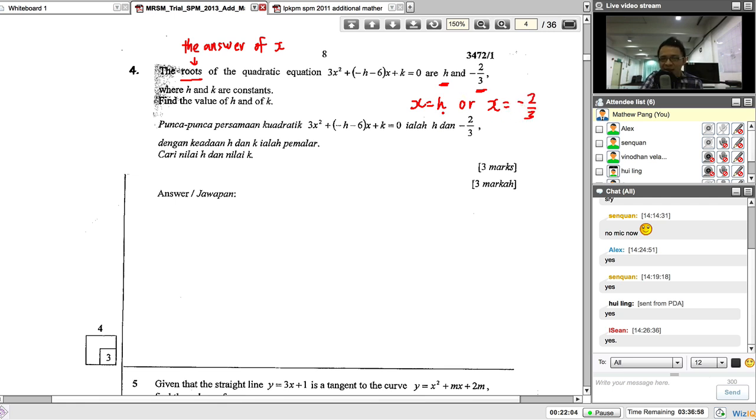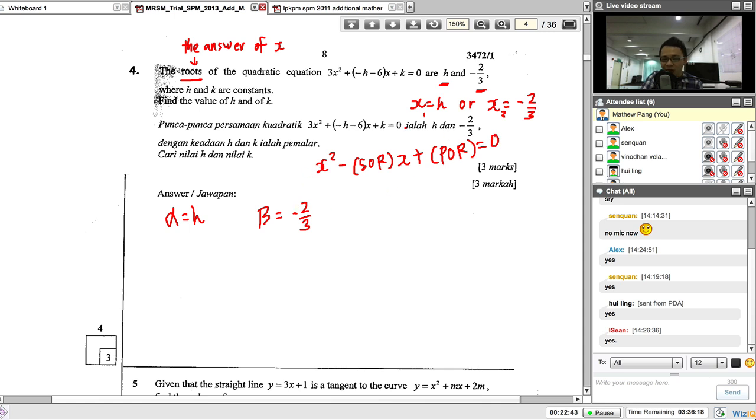However, in SPM, they love to use alpha and beta to represent my x1 and x2. So I'm going to follow what the exam wants. So I'm going to write alpha equals to h, beta equals to negative 2 over 3. Alpha and beta is just something like x1 and x2. It's nothing very special, so no need to worry about this part. Alright, why do I write alpha and beta? Because I think that we're going to use something in this question. We're going to do something like this. I believe x squared minus sum of roots x plus product of roots equals to 0.